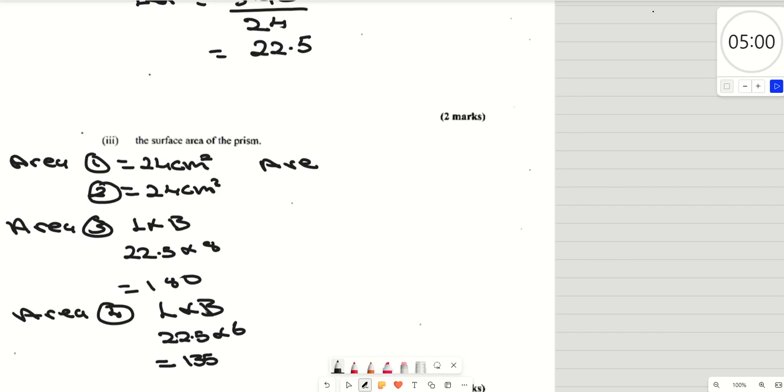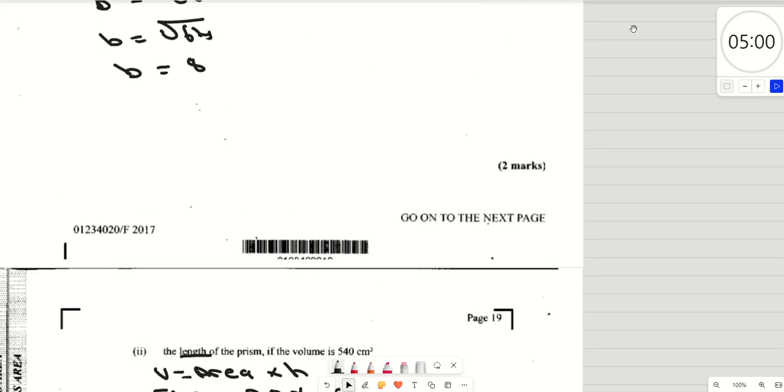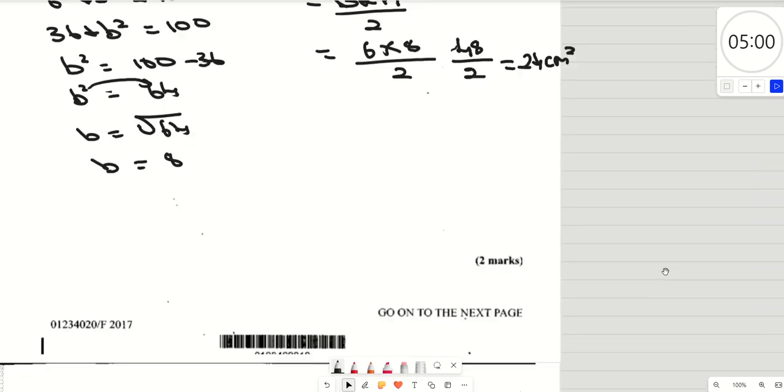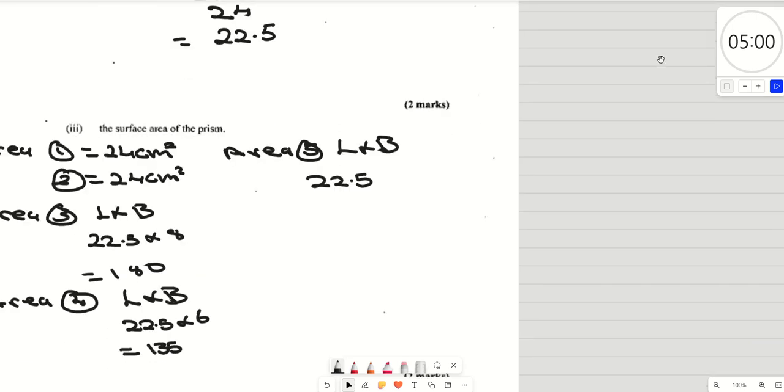Then the area of your fifth face is length times breadth. We know the length is 22.5, but let's see what your breadth is. This is 5, the one here, C, B, E, F. The length from here to here is 10. So you know that your breadth is 10, which gives 22.5 times 10, which is equal to 225.